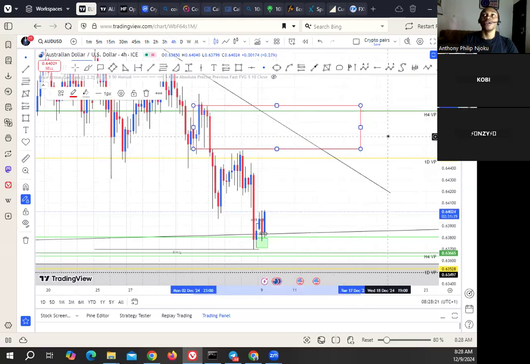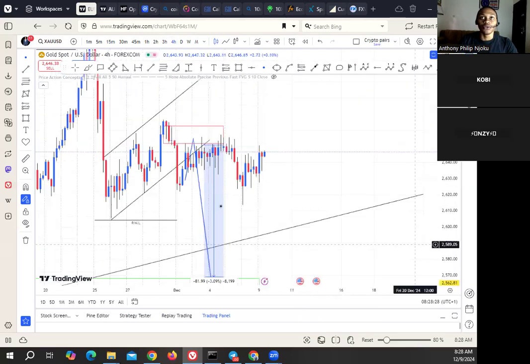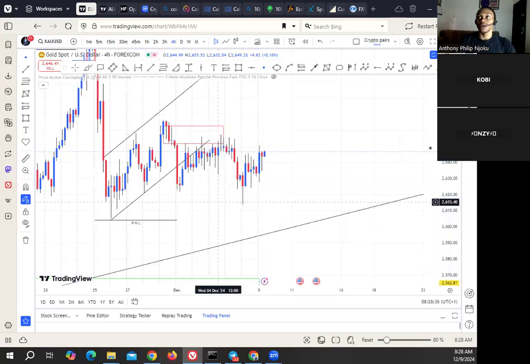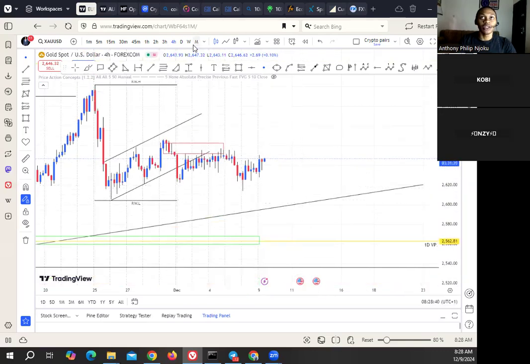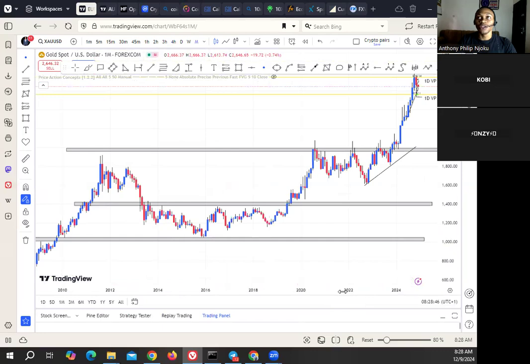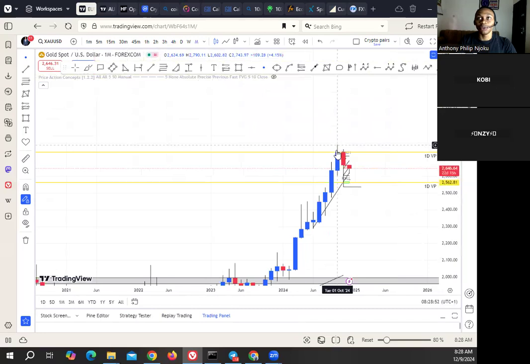So let's go to the next pair, which is gold, XAUUSD. So for gold, let's start from the monthly time frame. What do we see? Okay, so for gold on the monthly time frame, we see that gold created this high in October, and then November was a bearish candle with a wick, but it did not engulf October. And then December has started bearish as well.